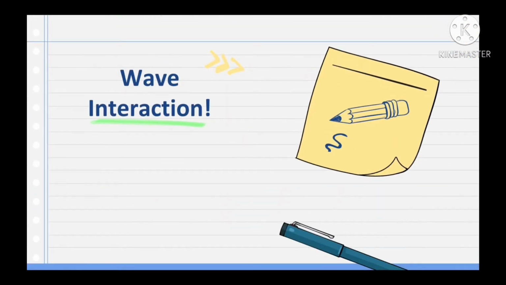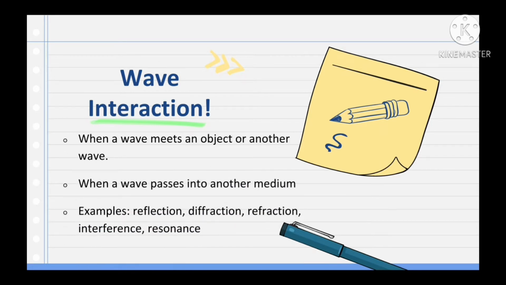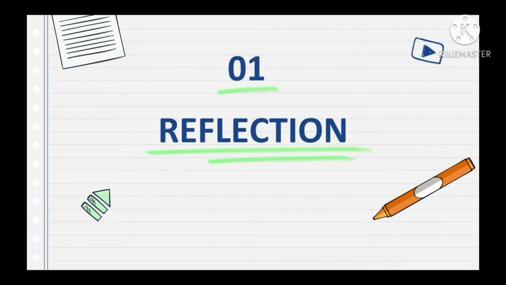First of all, I want to explain to you about wave interaction. Wave interaction is when a wave meets an object or another wave, or when a wave passes into another medium. The examples are reflection, diffraction, refraction, interference, and resonance. The first is reflection.